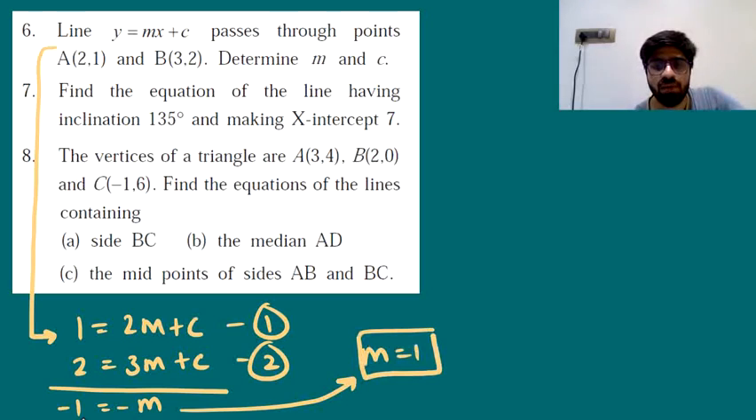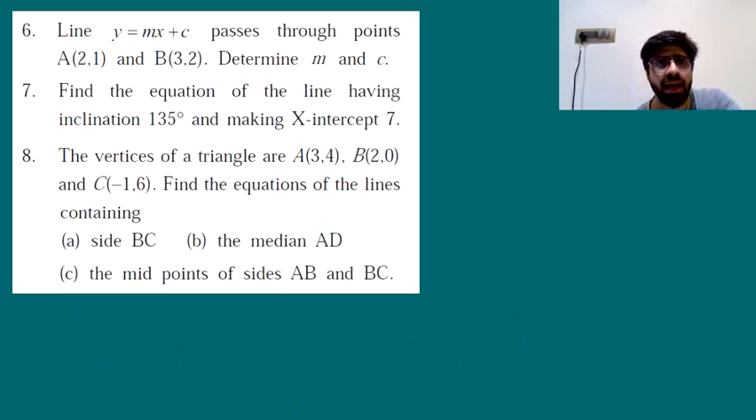And when we put m equal to 1 in, let's say, equation 1, you will have 1 is equal to 2 plus c. That 2 goes on the left and c becomes equal to 1 minus 2, that is equal to minus 1. So yeah, the values of m and c are 1 and minus 1 respectively for the sixth question. And with that, we go ahead with the seventh question.